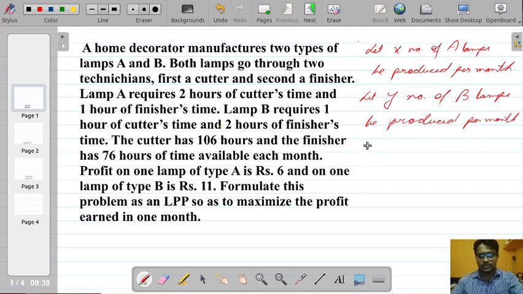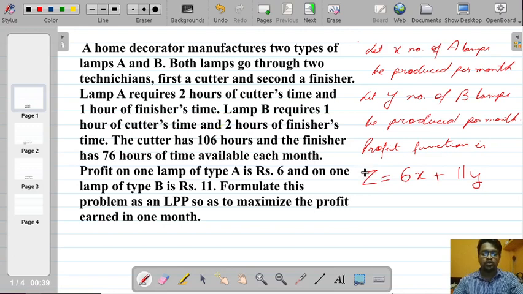So first of all, let us write what is the profit. Okay, so the profit function is given by z equal to, so profit on type A lamp is 6 rupees, so it's 6x, plus profit on type B lamp is 11 rupees, so it's 6x plus 11y. So the profit function is this. So immediately we can understand that since it's a profit function, we need to maximize it, so it's a maximization LPP. Okay, so our objective function here will be maximize z equal to 6x plus 11y.